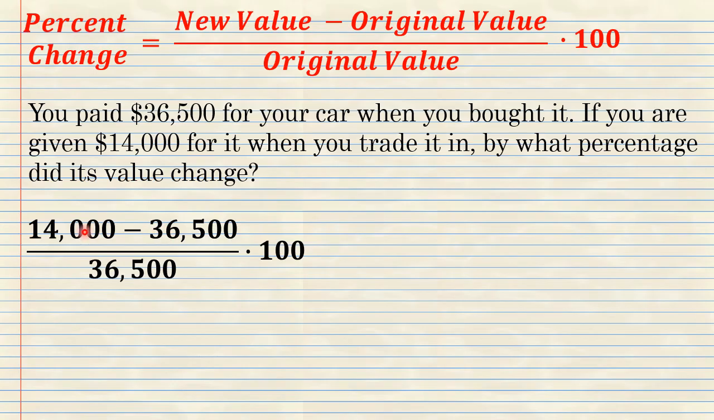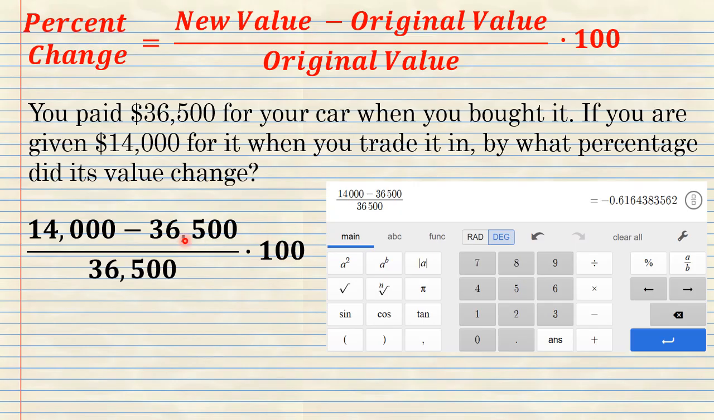When you apply these values to the formula, you see the numerator, 14,000 minus 36,500, is going to be a negative number, and our percent change will then eventually be negative. Again, using Desmos to do this calculation, the result of subtracting 36,500 from 14,000 and then dividing by the original value, 36,500, gives you negative 0.6164. When you multiply that by 100, so that you write it as a percent, it's approximately, rounded off to the nearest percent, negative 62%. So this car's value went down by 62% from the time that you bought it to the time that you sold it.